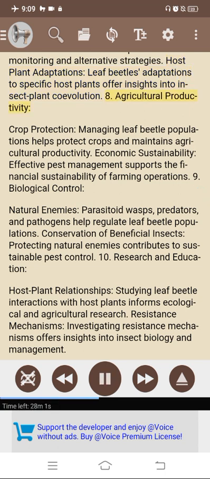8. Agricultural productivity. Crop protection. Managing leaf beetle populations helps protect crops and maintains agricultural productivity. Economic sustainability. Effective pest management supports the financial sustainability of farming operations.